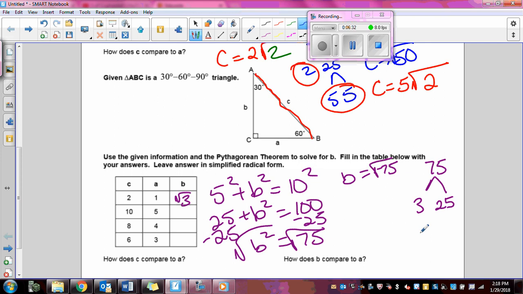If you did 2 it wouldn't work, but 5 would have worked. If you would have done that, that's fine. You could have picked 5 first. You will get the same answer. 25 is just 5 times 5. So I can pull out the 5's. So b is equal to 5 square root of 3. So I'm going to write this down, 5 square root of 3.